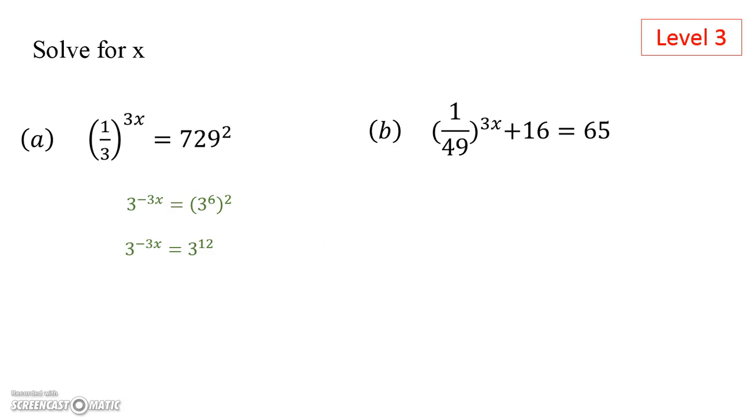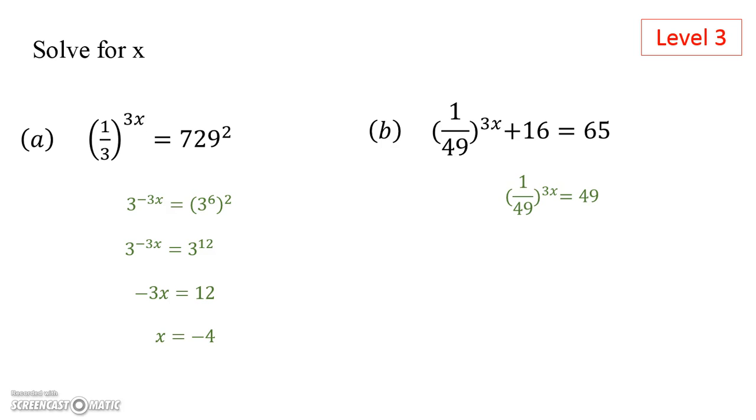3 to the negative 3 equals 3 to the 12, so negative 3x equals 12, so x equals negative 4. Okay, this question B, before we can do anything, we've got to get rid of plus 16, so take 16 from both sides.